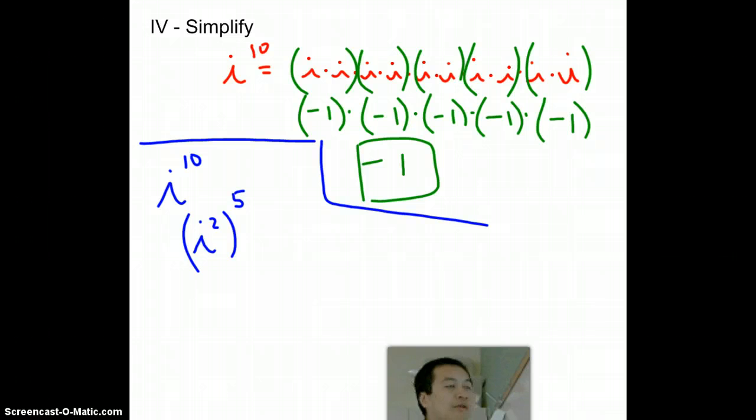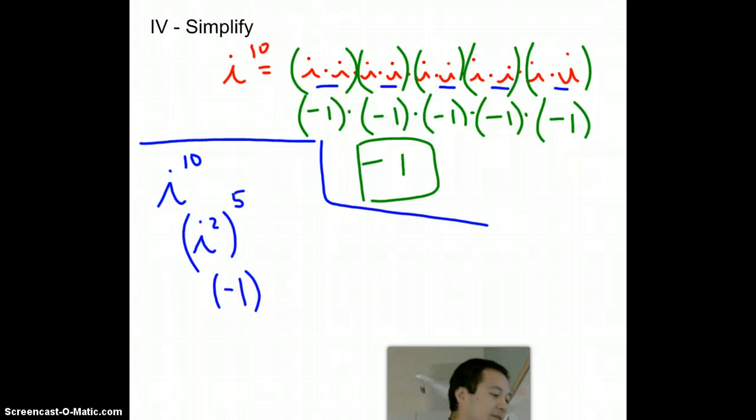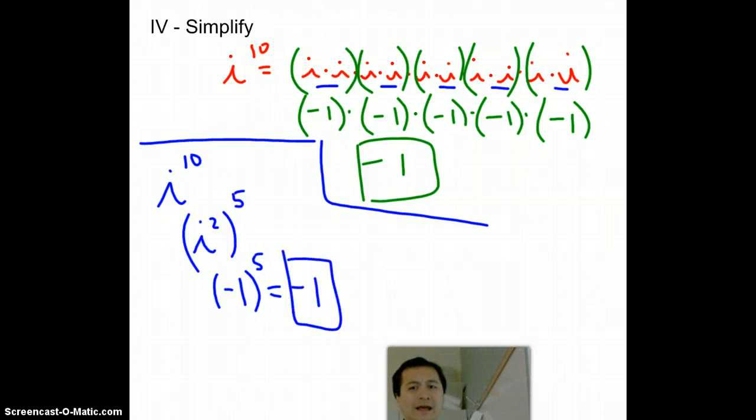So this is like I squared 5 times. Look at that. You guys see that? I squared 5 times. This means negative 1, because I squared is negative 1, to the 5th power. Negative 1 to the 5th power is negative 1 times negative 1 times negative 1 times negative 1 times negative 1, 5 times, which is negative 1. How do you feel about that?